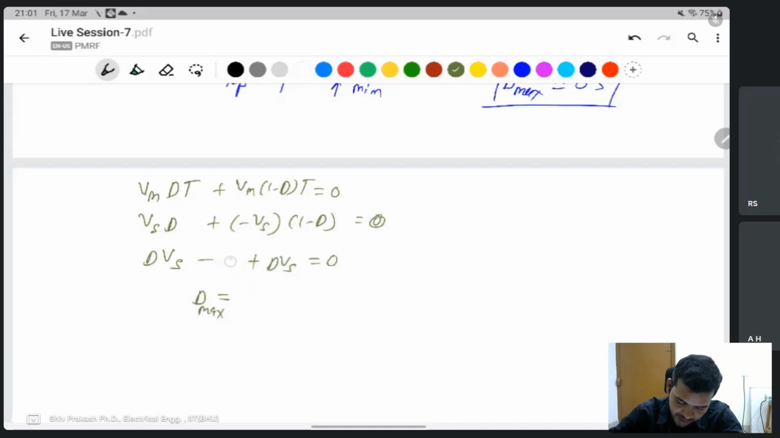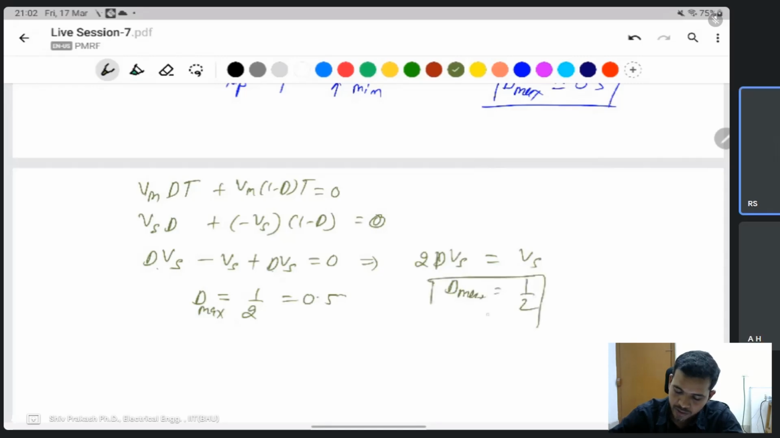Sorry, this one is not a V. This one is Vs. I think this one is 1 by 2. Take this one: 2DVs is equal to Vs. Then D maximum will be 1 by 2. The maximum duty cycle of the forward converter is 0.5 only. You can't increase this. If you increase it, the flux will not be balanced and our transformer goes to saturation.